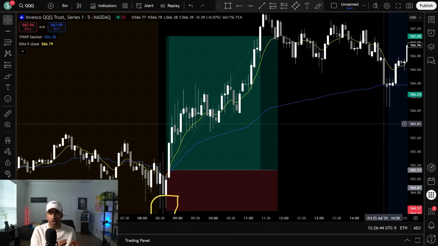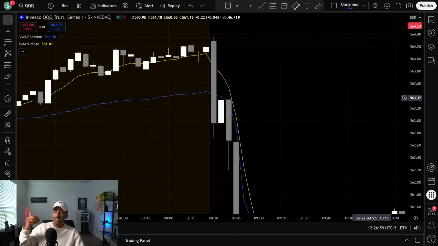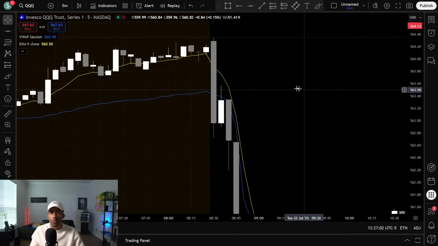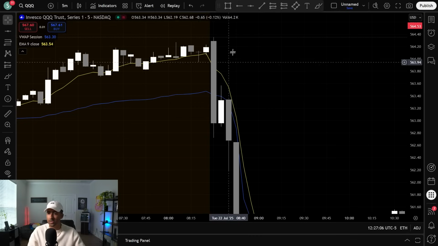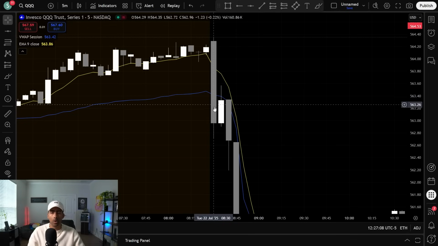But there's another strategy that's just as powerful, and if not more powerful, that I use on a daily basis. And this second strategy is the break and retest of the VWAP. Now, VWAP is typically going to be on the inside of the EMA. So as you can see, the EMA is on the outside, VWAP is on the inside.